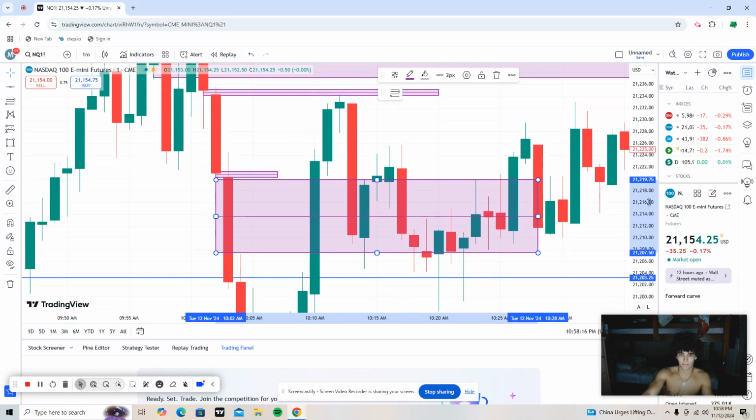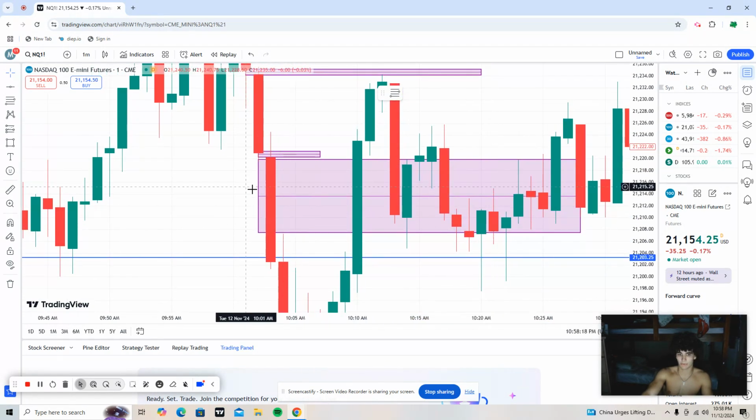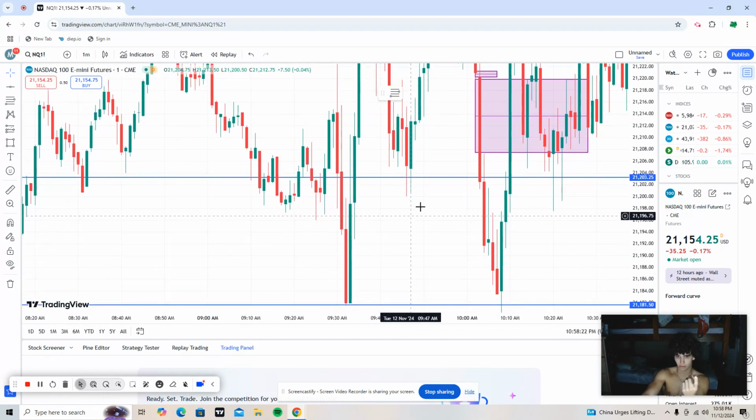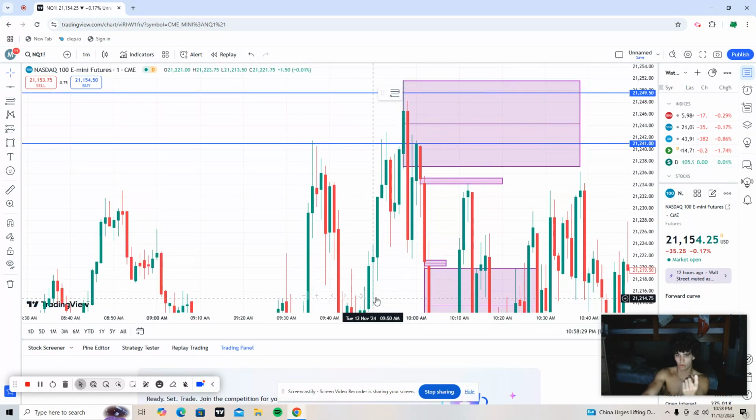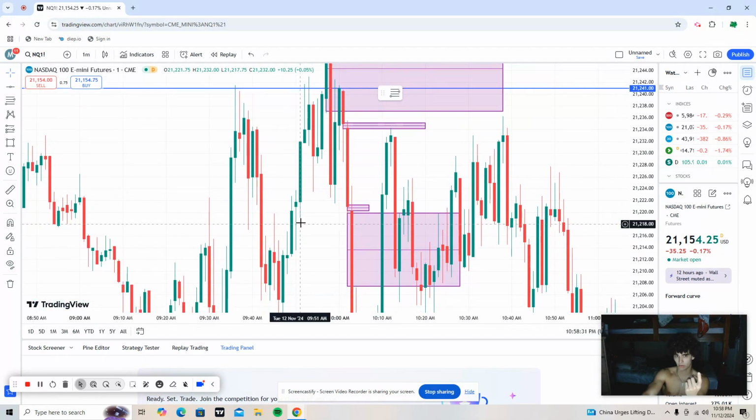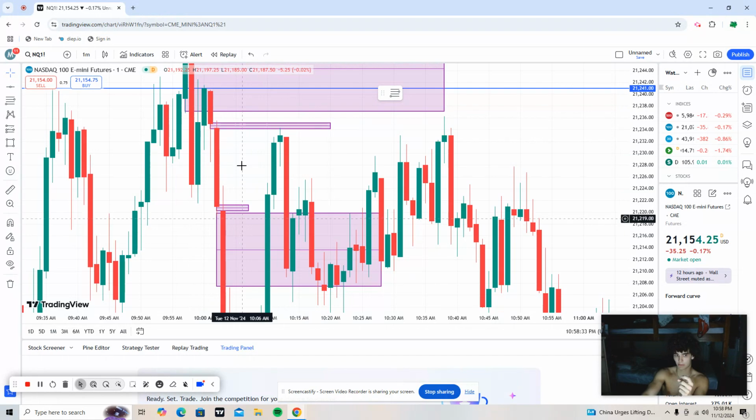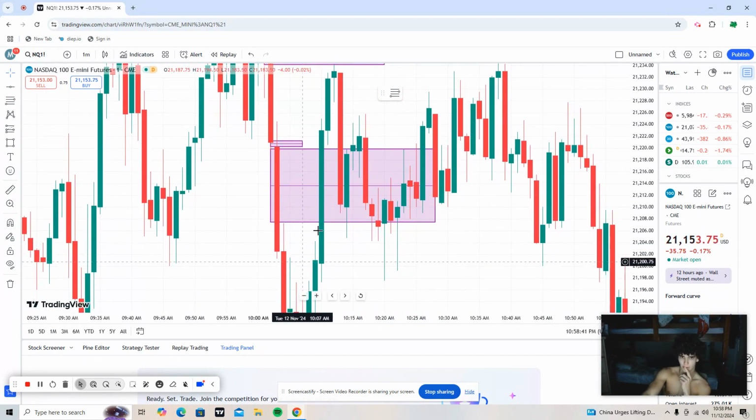So you can see price wanted to go through, so price is either going through liquidity, which is lows or highs, or imbalances, which is breaker boxes, volume imbalances, fair value gaps, or inverse fair value gaps. So right here, price went up through this inverse fair value gap.